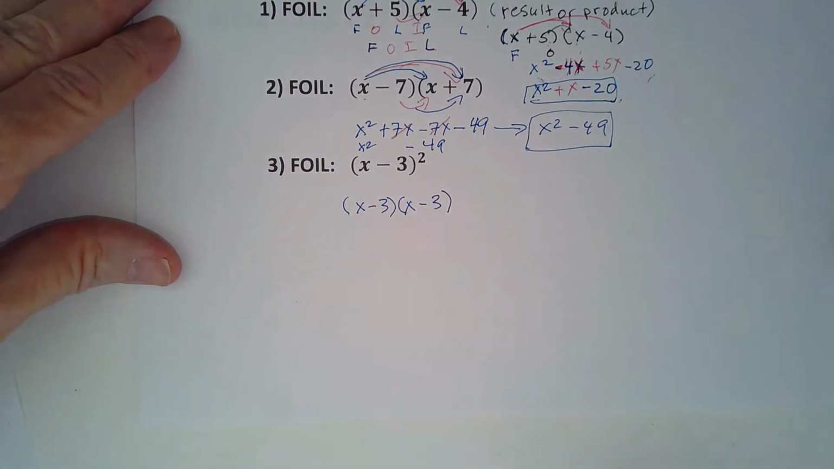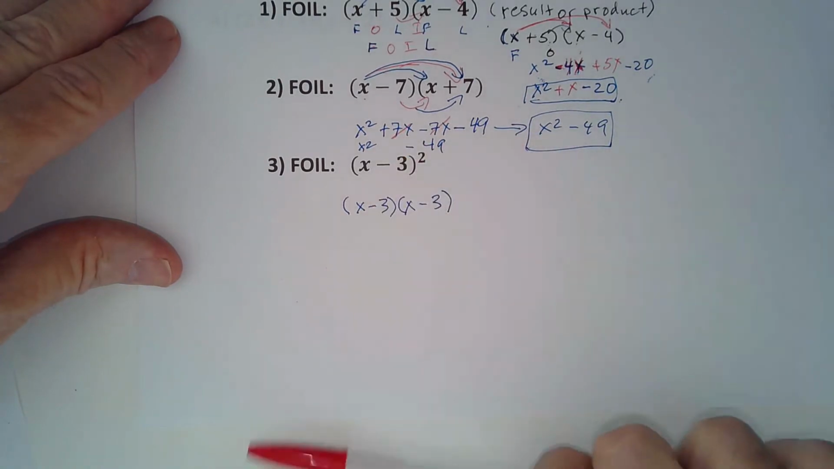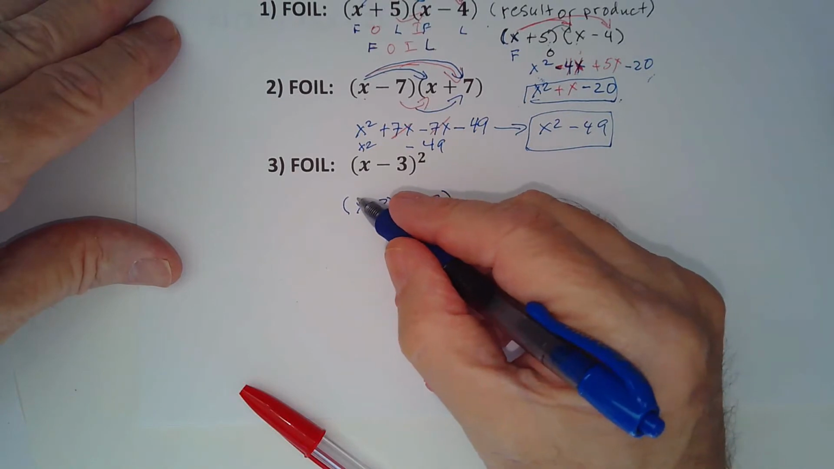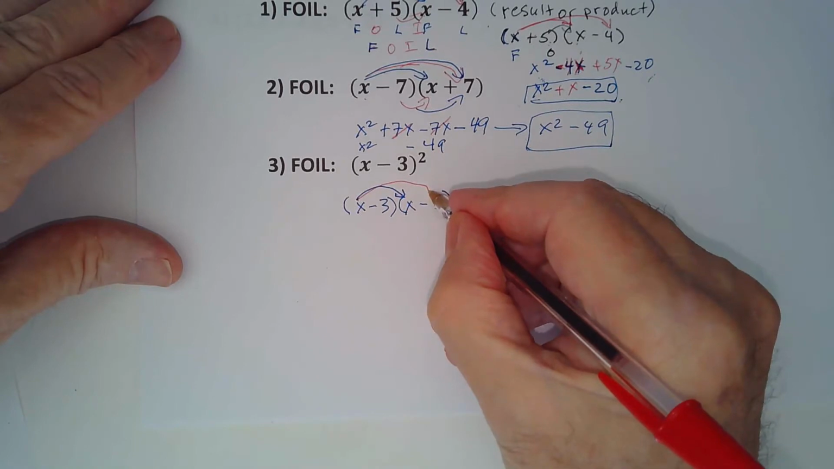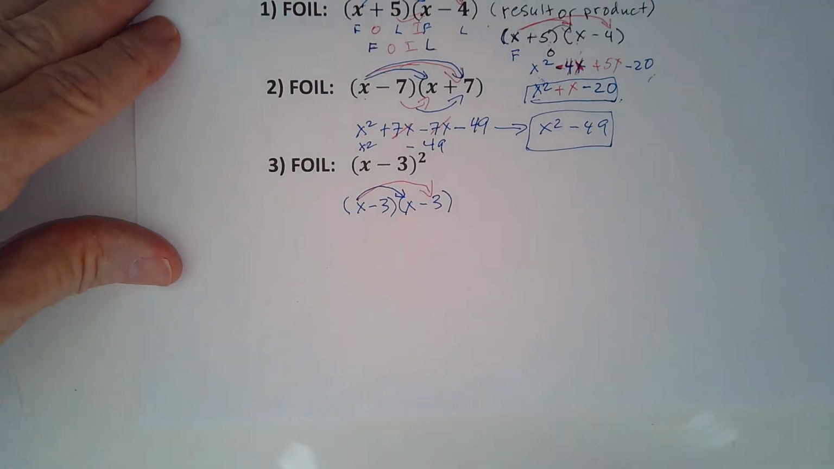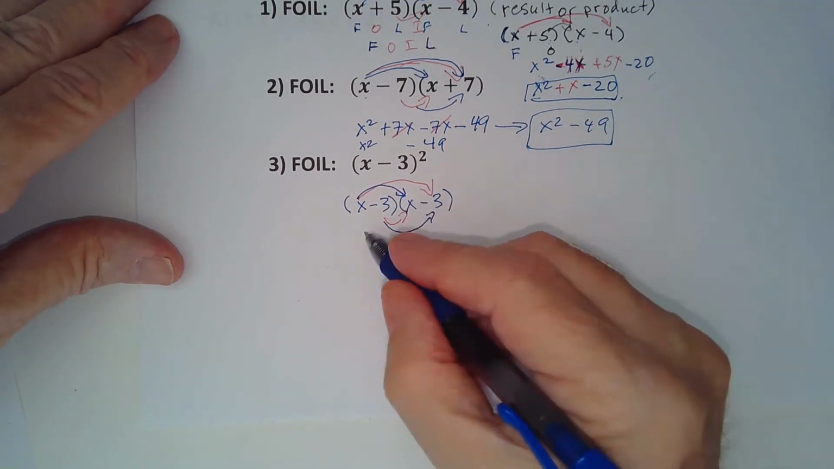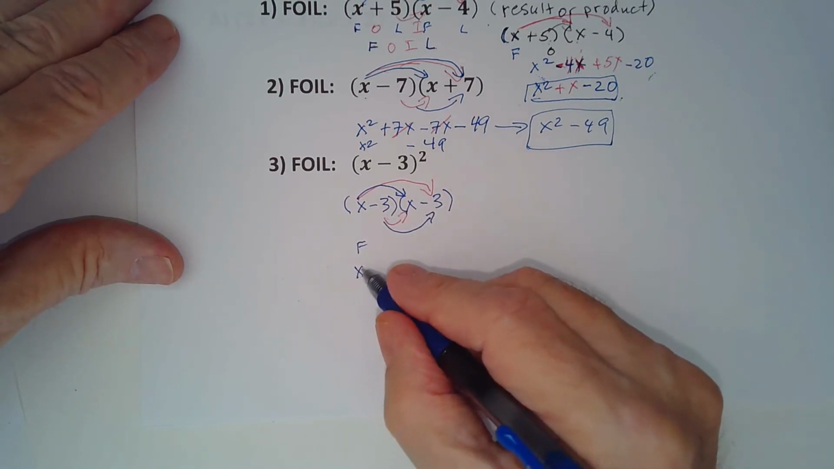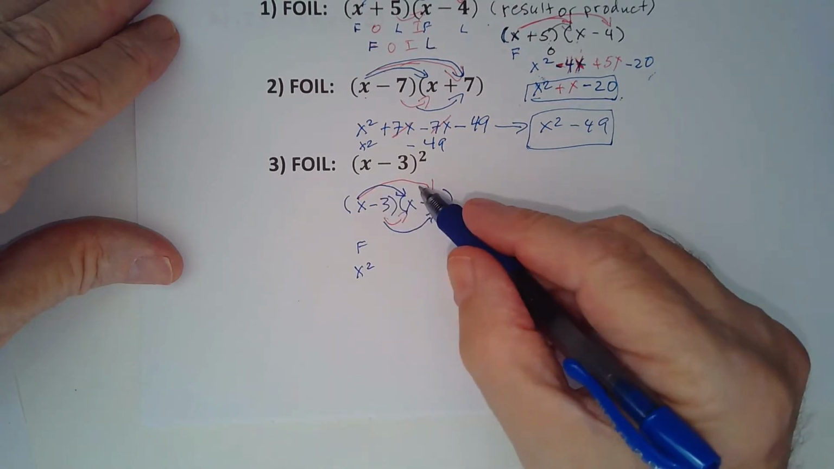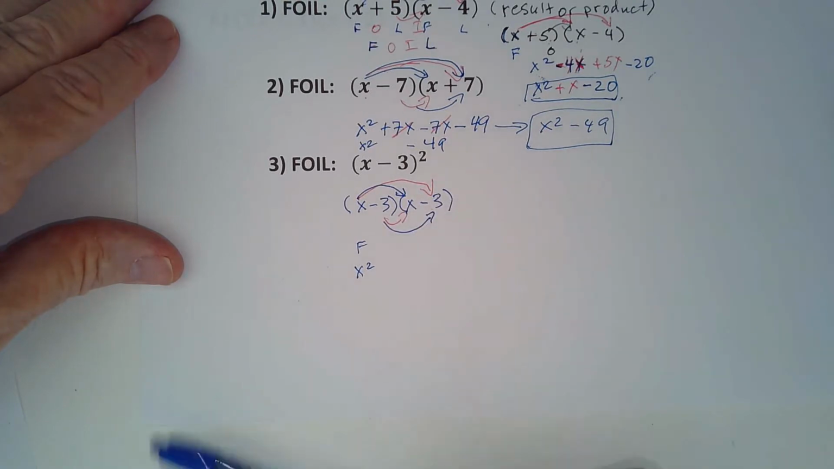And so again, you're going to do the same thing. You're going to FOIL it. So first, let's try to be consistent here. First, outer, inner, now I'm doing it right, and last. Okay, so first is x times x, or x squared. Outer is negative 3x because you got negative 3 times x, so that's outer.